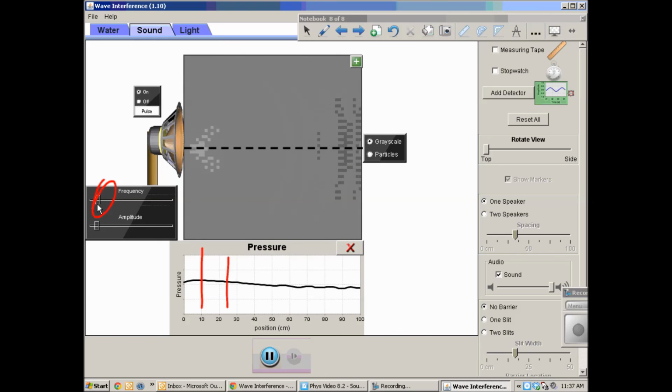Okay, so there we go. Sound waves. I think we're done.